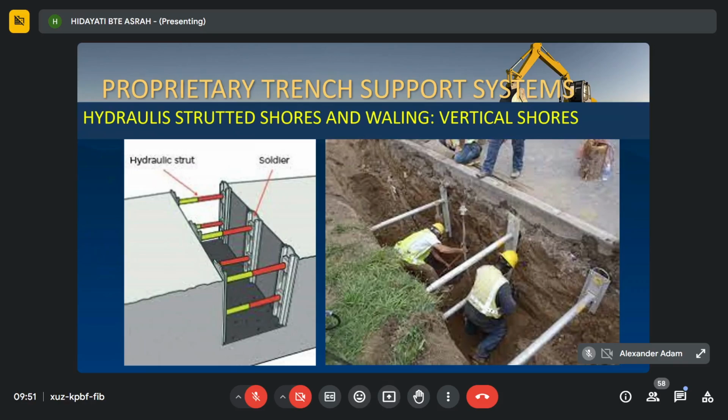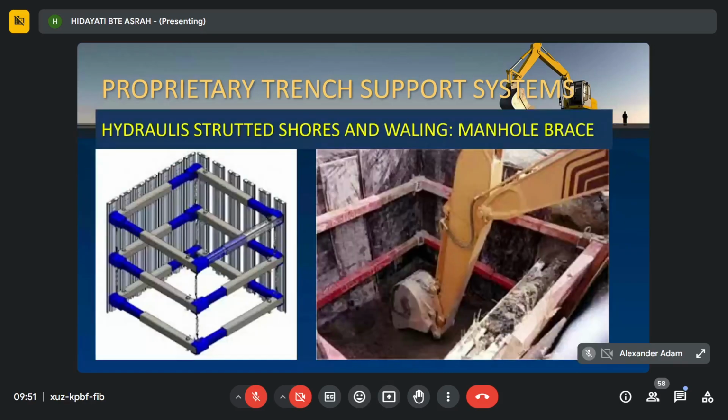Then this is manhole brace. Sometimes you also can use this equipment in your box sheeting pile, if you still remember the types of timbering. So this one also uses a hydraulic strut to form a manhole. And it also uses plank material to hold soil from collapse, but it has this strut as well.